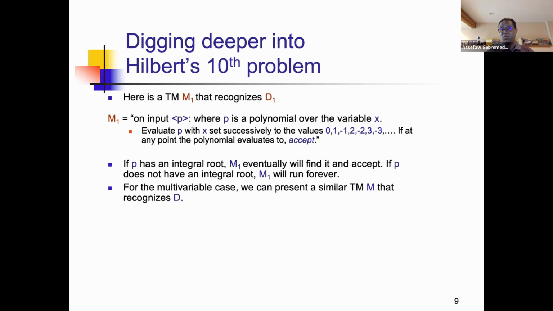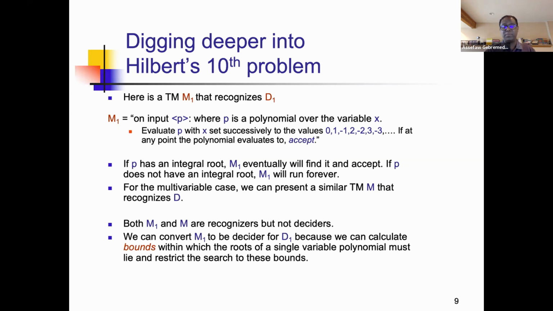So that might be an overwhelming number, but we can enumerate all of those possibilities, try one at a time, and the moment we get one, we will accept it. Because we are not limited by how much we have to run before we accept, we will say that this is still recognizable because we have a way to do it. So we can present a similar Turing machine, and we'll call that one M, that recognizes D.